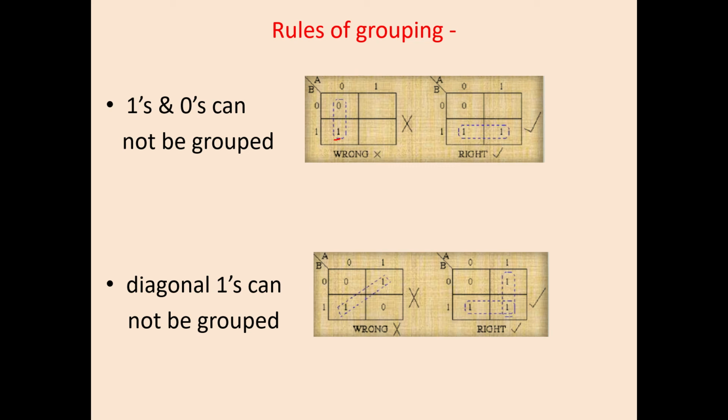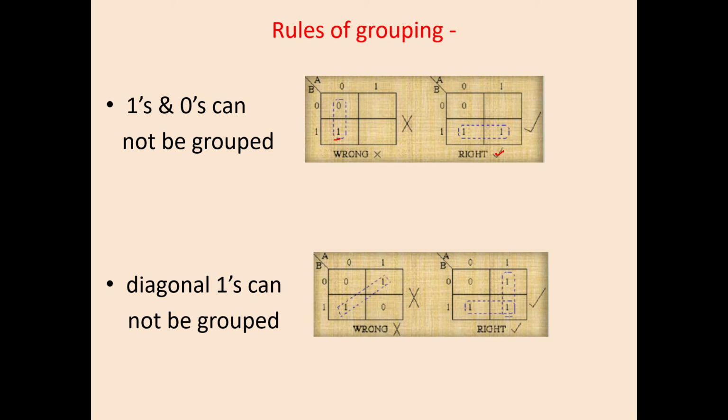So first rule is ones and zeros cannot be grouped. So in the first diagram we can see this is a wrong grouping, as 0 and 1 are grouped in this diagram in K-map. But here this is the correct grouping, as only ones are grouped together. So rule number 1 is 1 and 0 cannot be grouped together. Only ones can be grouped together.